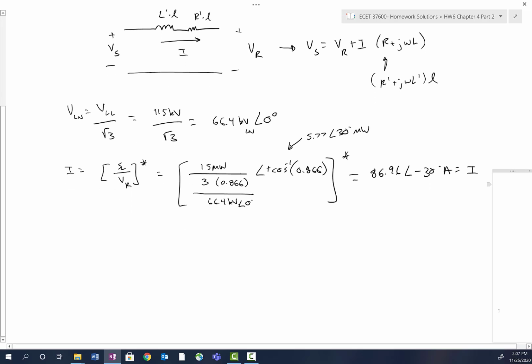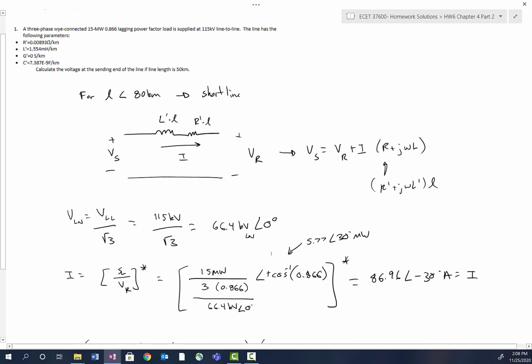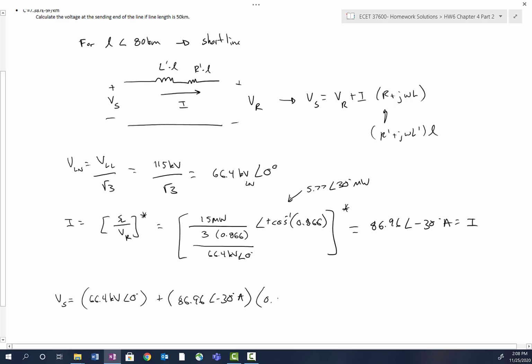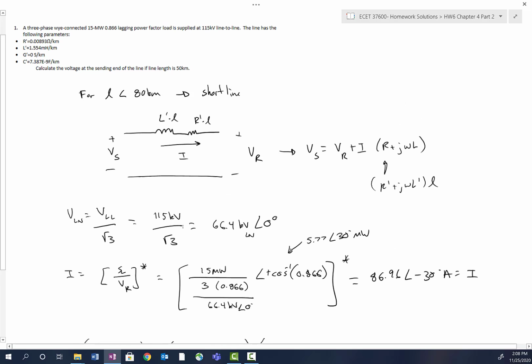So I can now calculate my sending end or input end voltage. That's going to be that 66.4 kV angle 0 degrees. I then add to it the product of the current and the series impedance. The current I just calculated at 86.96, angle negative 30 degrees amps, and the line impedance is going to be taken from the problem statement, 0.00893 ohms per kilometer plus J. What do we get up there?